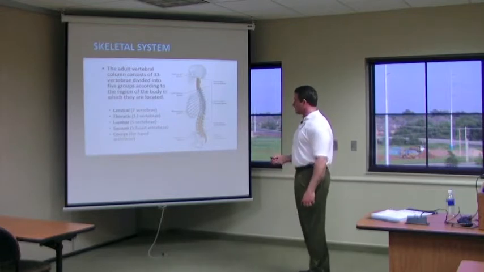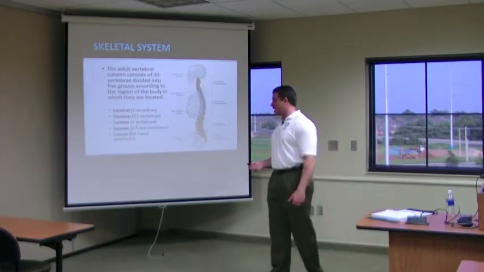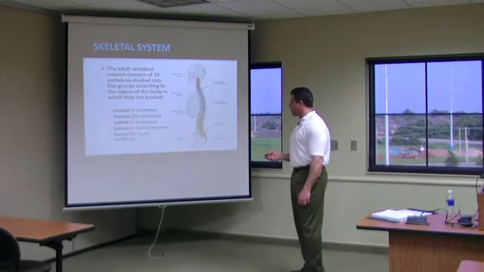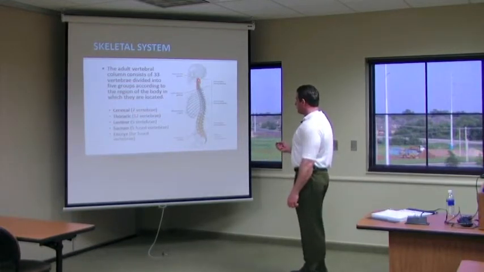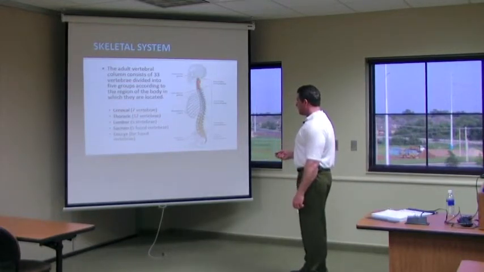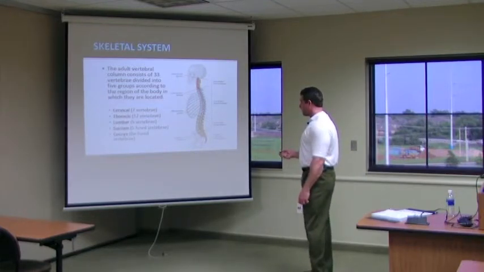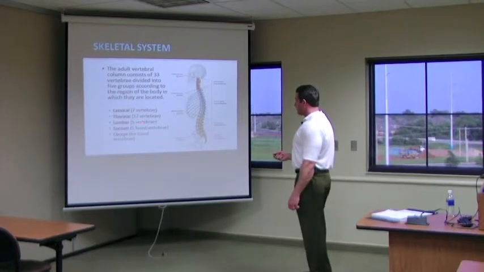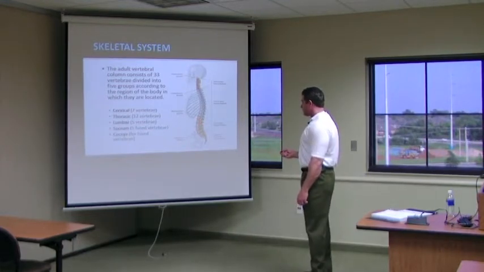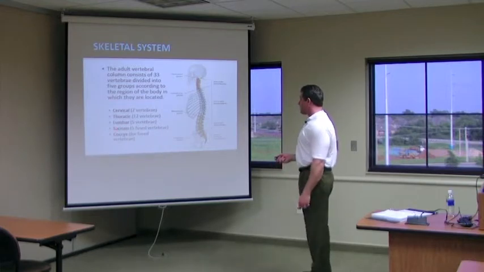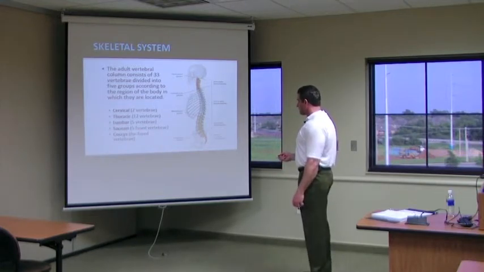Within the axial skeleton, we break down into the actual sections of the spinal column. You have 7 cervical vertebrae, which lie right here. We have 12 thoracic vertebrae, which is right here, your mid-back. You have 5 lumbar, which is kind of the tree trunk of your spine, we call that. Your sacrum, which is actually 5 fused bones.